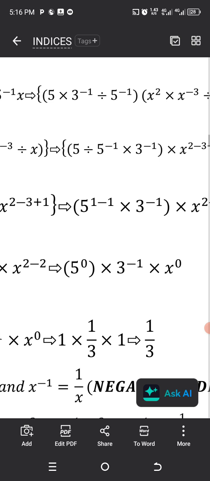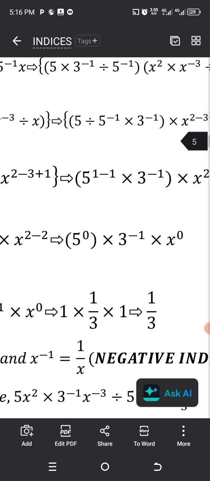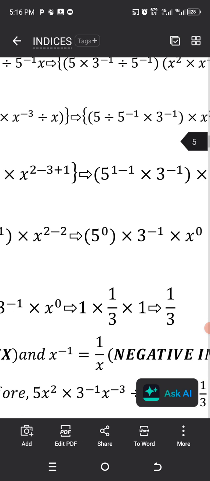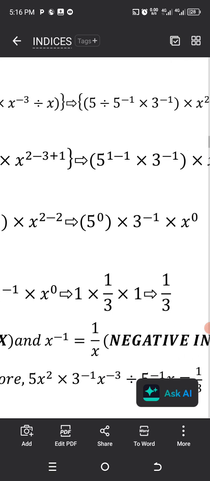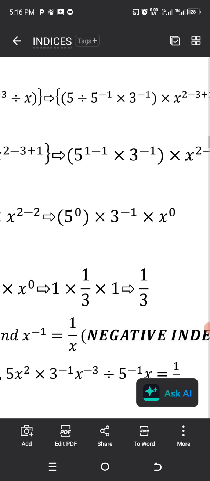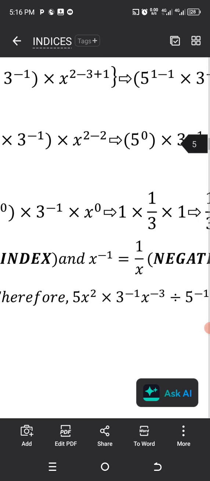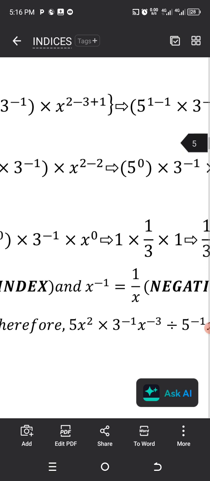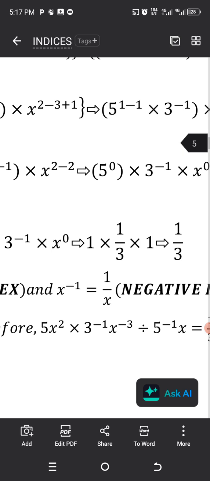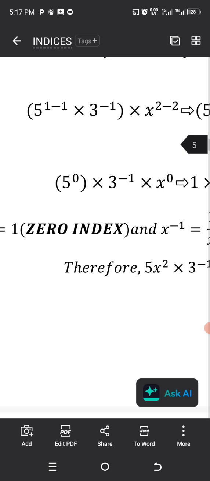That is 0 index. Anything raised to power 0 will definitely give you 1. So that is why, at the last step, we are having 5 raised to power 0 multiplied by 3 raised to power minus 1 multiplied by x raised to power 0, which is telling you that 5 raised to power 0 and x raised to power 0 is 1. So in this expression, 1 multiplied by 1 over 3, because recall now 3 raised to power minus 1 is the same thing as 1 over 3. That is called negative index. So multiply by 1 eventually gives you 1 over 3.